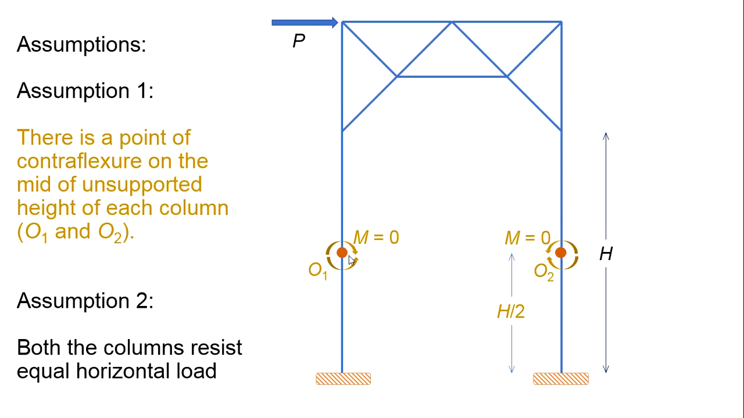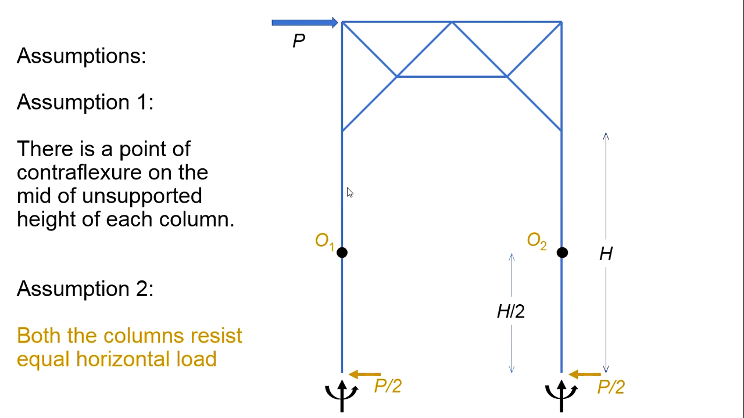The second assumption is that both columns resist equal horizontal load. So let us say P is the horizontal load applied on the structure. Half of the force is resisted by the left column, P by 2, and half of the horizontal force is resisted by the right column, that is P by 2.